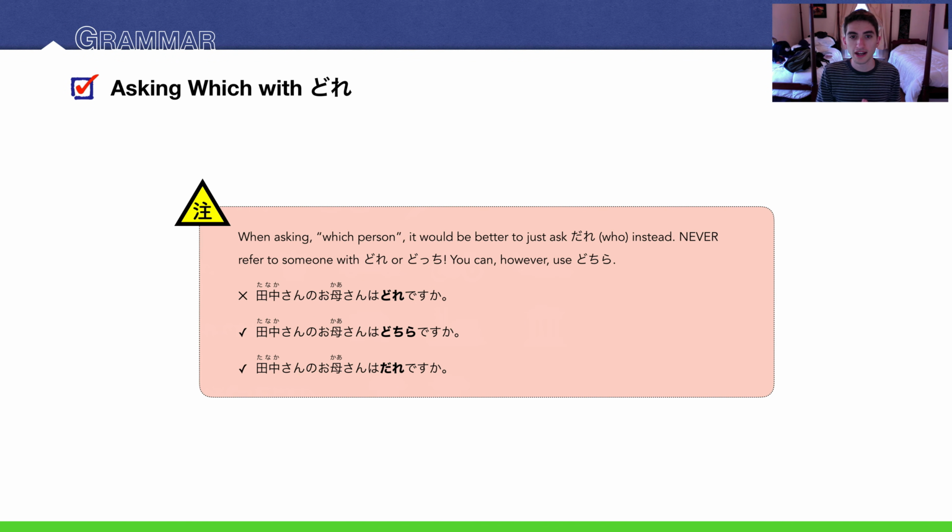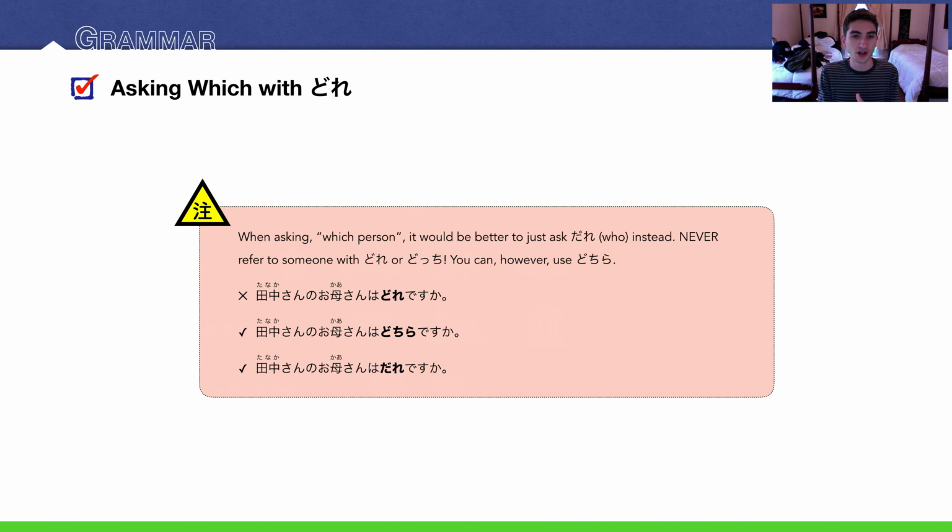Moving on, I have a big warning, okay? You might want to ask which person, or you might want to use this with people, all right? In this case, you should just use the word dare, who, okay? Never refer to someone with dore or dochi. Just like we don't refer to people with are or kore, kono. Well, you can say kono hito, right? But not kore wa or are wa or sore wa with people. That's just impolite. You can use dochira.